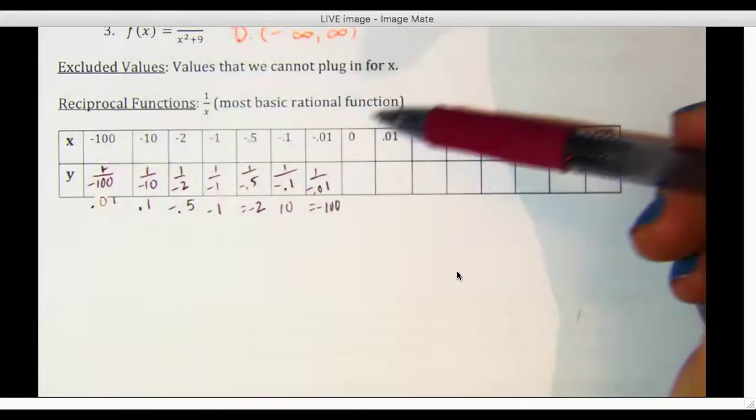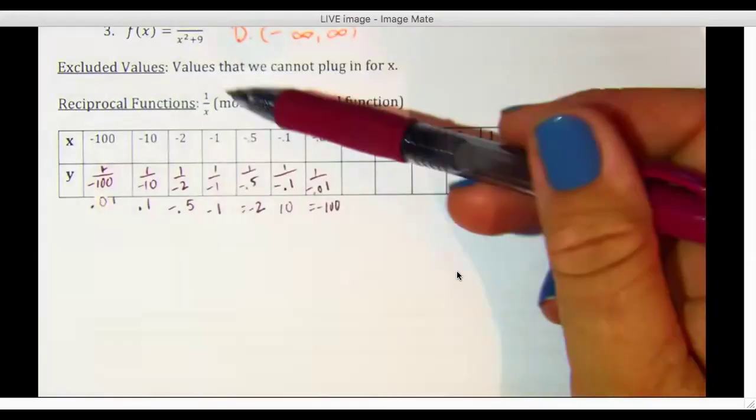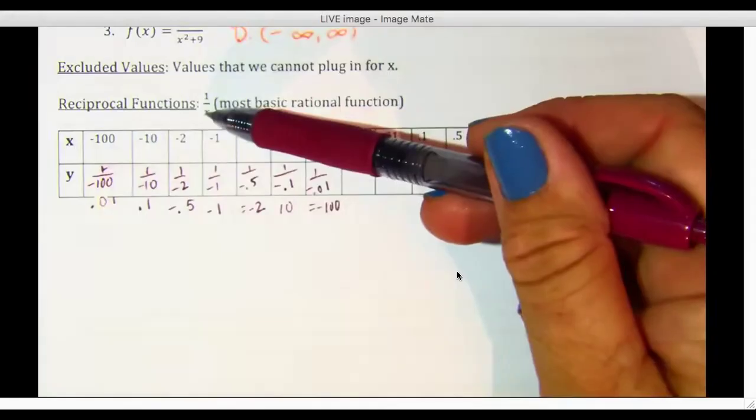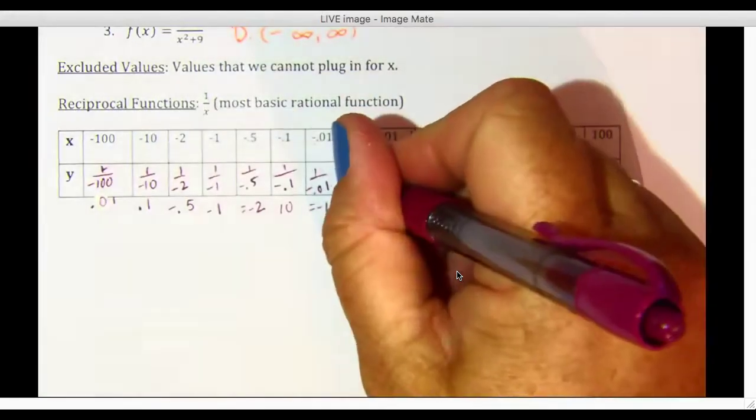And I can keep plugging in smaller and smaller and smaller values, but I can't plug in 0 because 1 divided by 0 is undefined. I can't ever divide by 0. So we're just going to write undefined there.